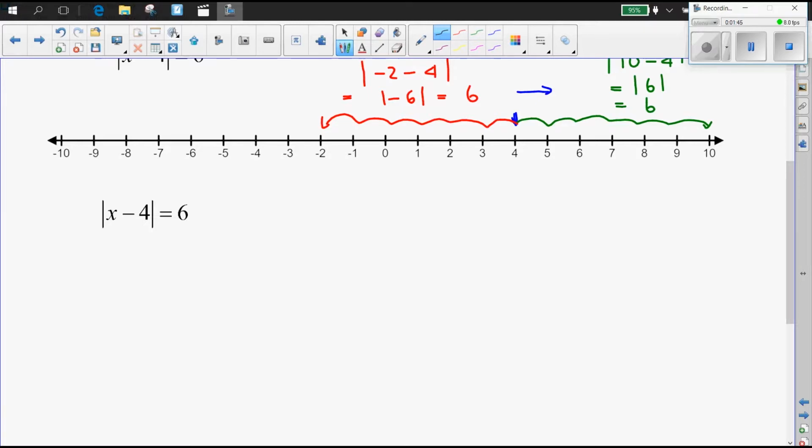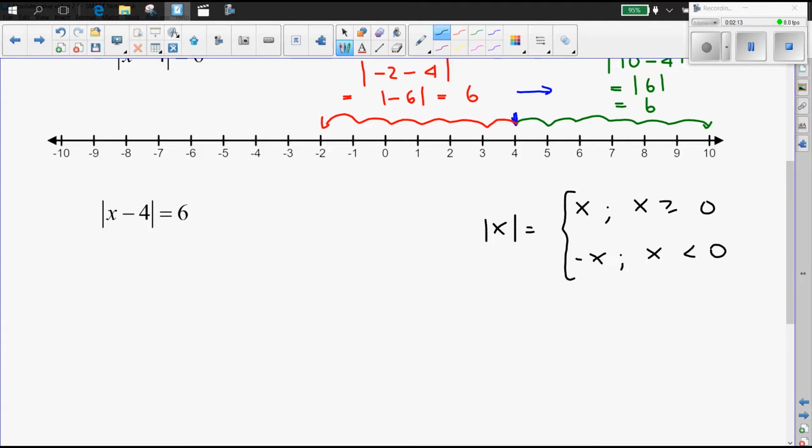Before we start with the solution, we're going to write down the definition of an absolute value. The definition says that the absolute value of x will equal x for all values of x greater than or equal to 0, and it will equal negative x if x is less than 0. And we're going to apply this definition to our solution.